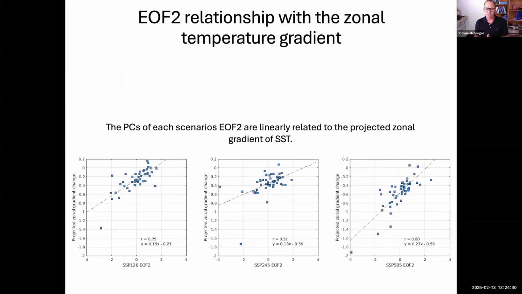All right, so I suggested that the second EOF looks a lot like an El Nino or La Nina-like pattern, with its location and the warming. So you can plot the projection coefficients of that EOF on the x-axis here, and plot it against the zonal gradient of the projected change in the future. And you can see there's a strong linear relationship that shows up in each of the different scenarios. So it's SSP 126 on the left, 245 in the middle, and 585 on the right. You'll notice the weakest relationship is in SSP 245.